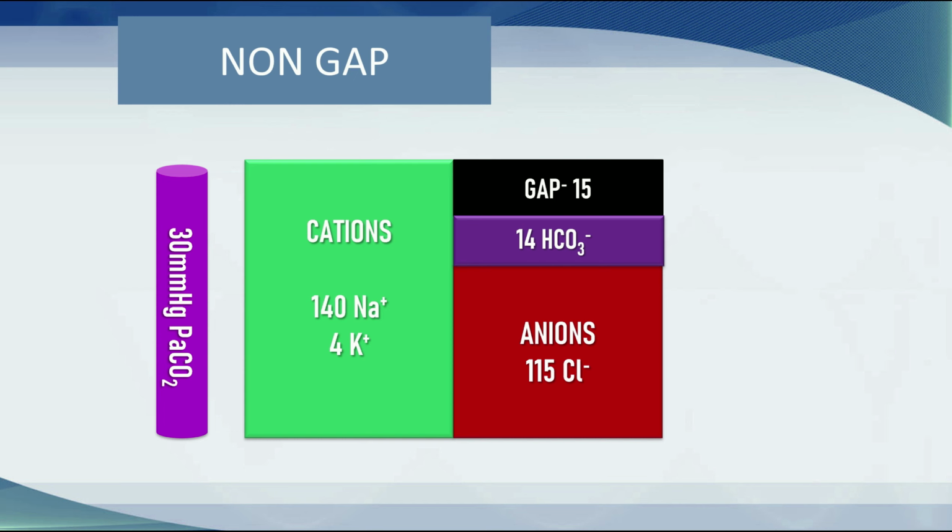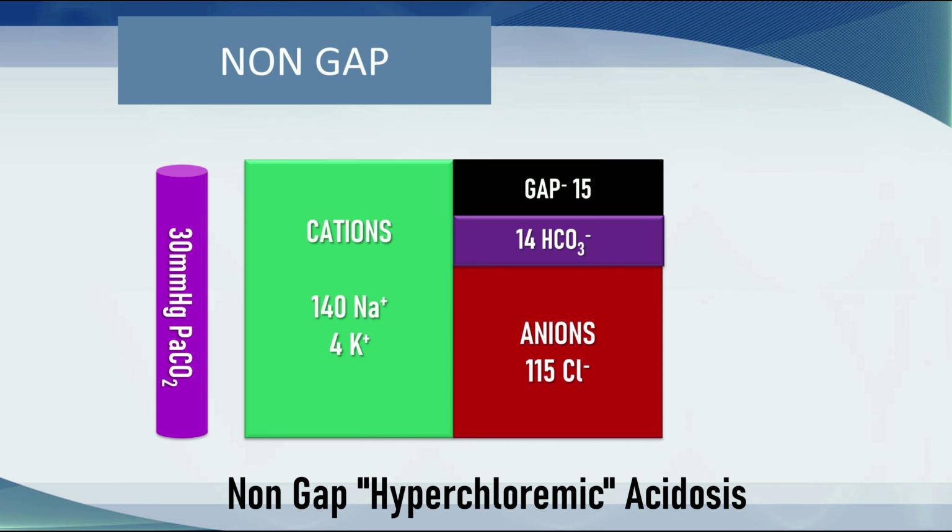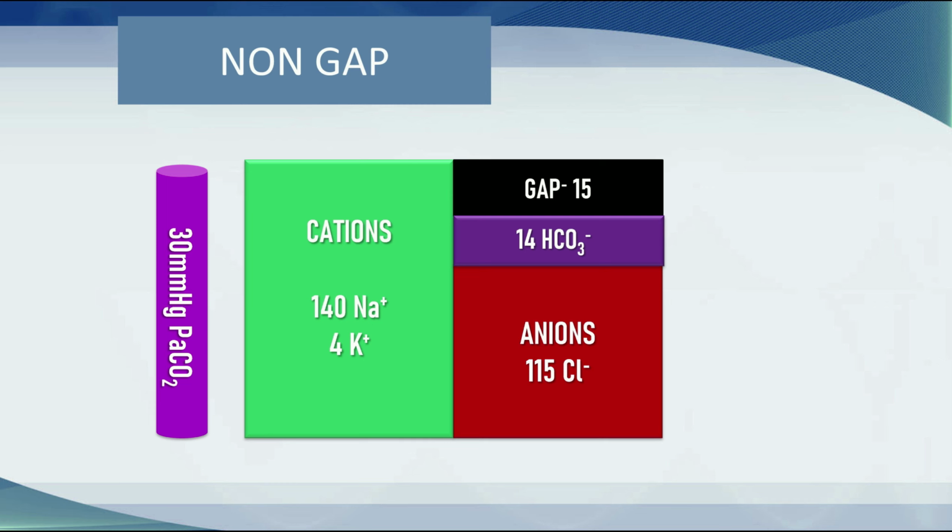Now, many of our colleagues refer to this as a non-gap acidosis, but that is actually a ridiculous term. It should be called what it is, hyperchloremic acidosis. There is no other cause of a non-gap acidosis. It's binary, it's either there or it's not there. There's no mysterious other measured anion. For example, you cannot get a non-gap acidosis from too much bicarbonate, so call it hyperchloremic acidosis.